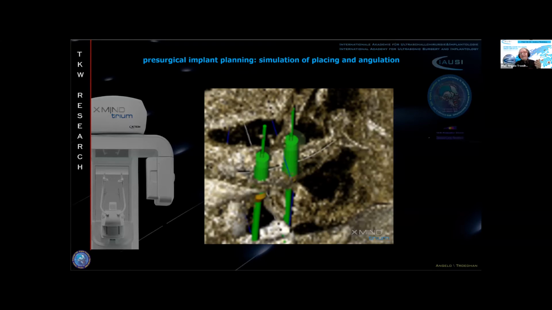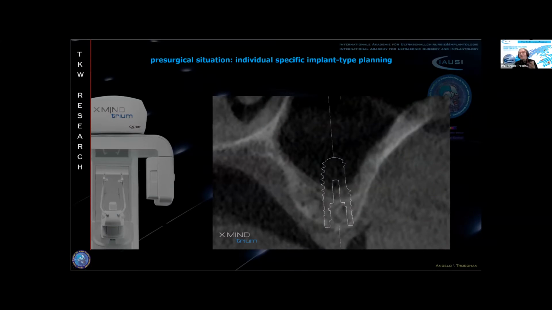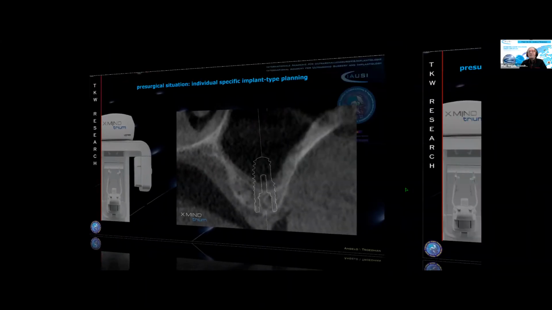Unfortunately, it would lead a little bit too far to give you now step-by-step advice on how every step is done. This will be part of some training program when we get to how to manage cases based on CBCT planning. So here you see another imagined implant at the right position, at the right angulation.